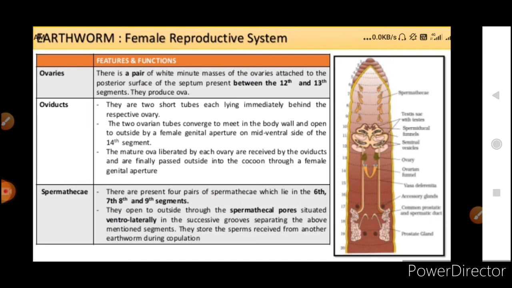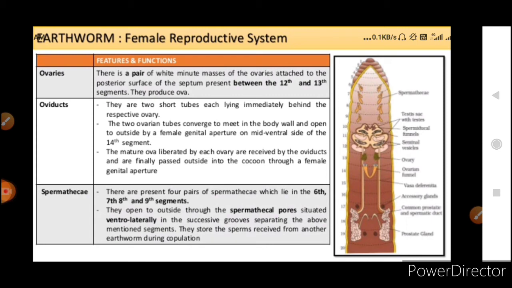The two oviducts converge to meet in the body wall and open to outside by a female genital pore on the mid-ventral side of the 14th segment. The mature ova liberated by each ovary are received by the oviducts and are finally passed outside into the cocoon through a female genital aperture.